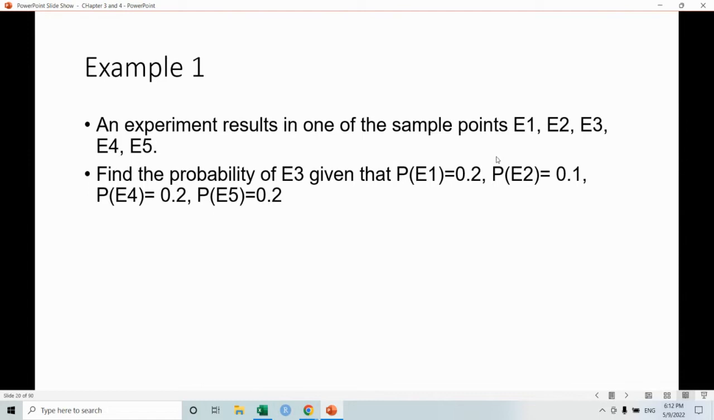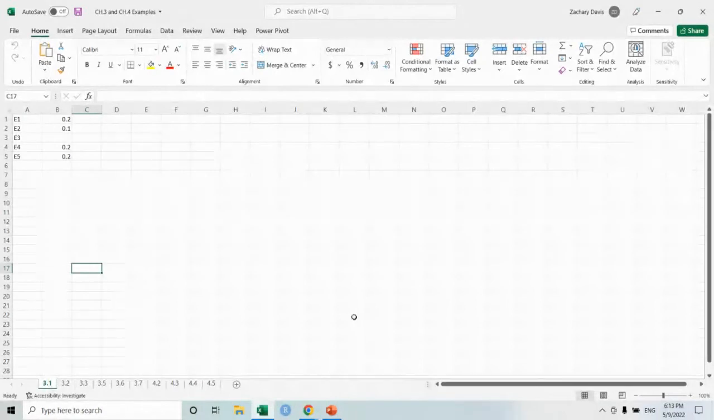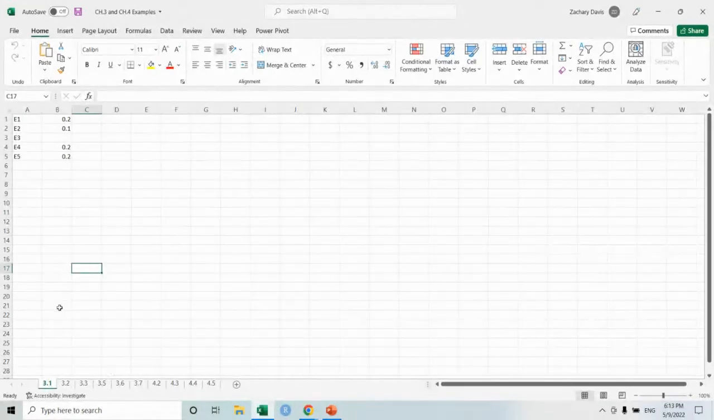So let's do an example. An experiment results in one of the sample points, E1, E2, E3, E4, E5. So we have 5 sample points of this experiment, and we're given a set of probabilities, but we want to find out the probability of that third one. So we know the probability of E1 is 0.2, the probability of E2 is equal to 0.1, the probability of E4 equals 0.2, probability of E5 equals 0.2. I've uploaded a work-along spreadsheet if you'd like to download it, but basically it just has all the data that I'll talk about in certain example problems. So based on those laws of probability, how could we solve this problem where this particular value is of interest?